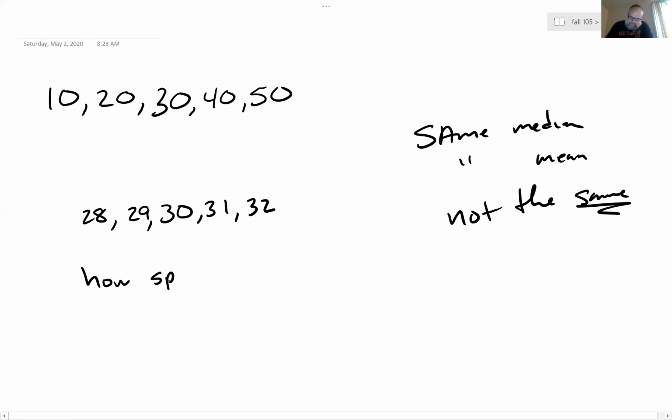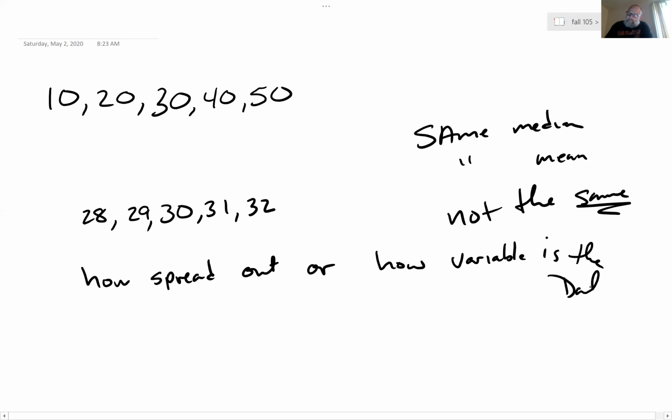How spread out, or if you prefer, how variable is the data? What I mean by that is this: in this guy up here, man, you're all over the map. The average is 30, but you're all the way from 10 to 50, that's crazy. Versus the bottom one, everything is really tightly packed around 30. I would be shocked if I saw something like 35 pop out of this guy, because that's weird. Everything I've seen so far has been really tightly packed at 30. It's not very spread out at all.